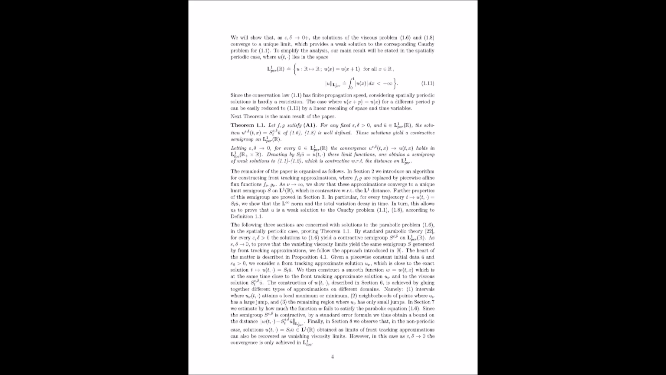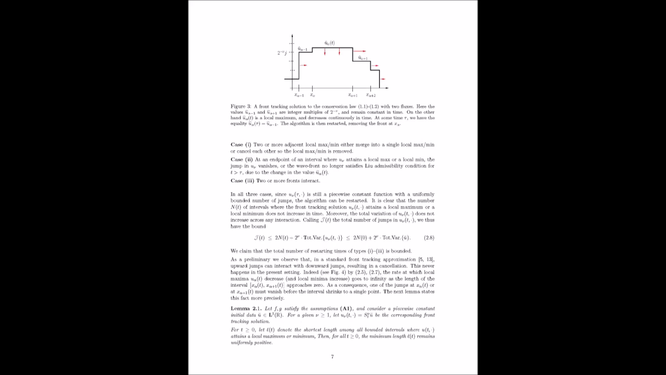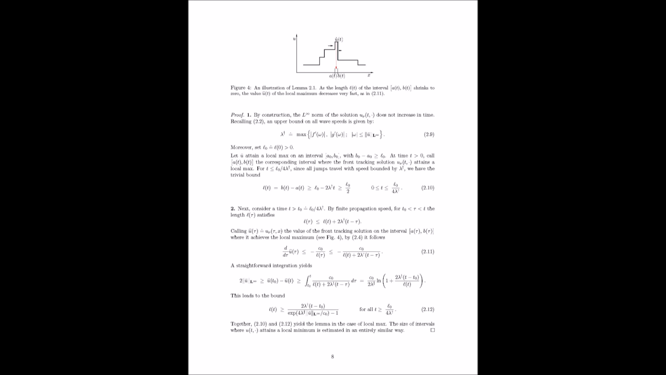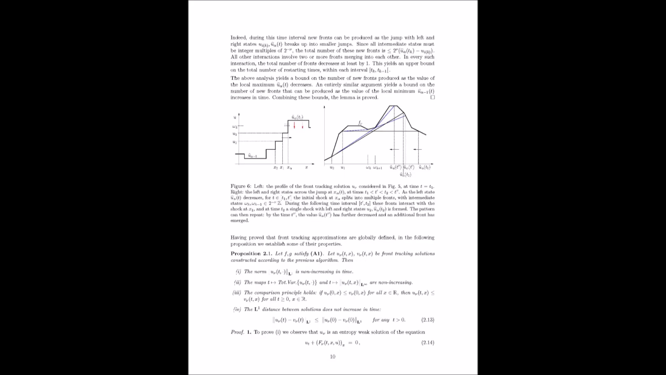Local maxima and minima can merge or cancel out, jumps can vanish, or the Liu admissibility condition, which ensures the stability of the solution, can be violated. In each of these cases, the algorithm needs to be restarted with updated initial data. So it's not a one-shot process, but rather an iterative procedure where you keep refining the approximation as the solution evolves. And they highlight how the algorithm can be seamlessly restarted in each of these scenarios, ensuring that the construction of the approximate solution continues without hiccups.